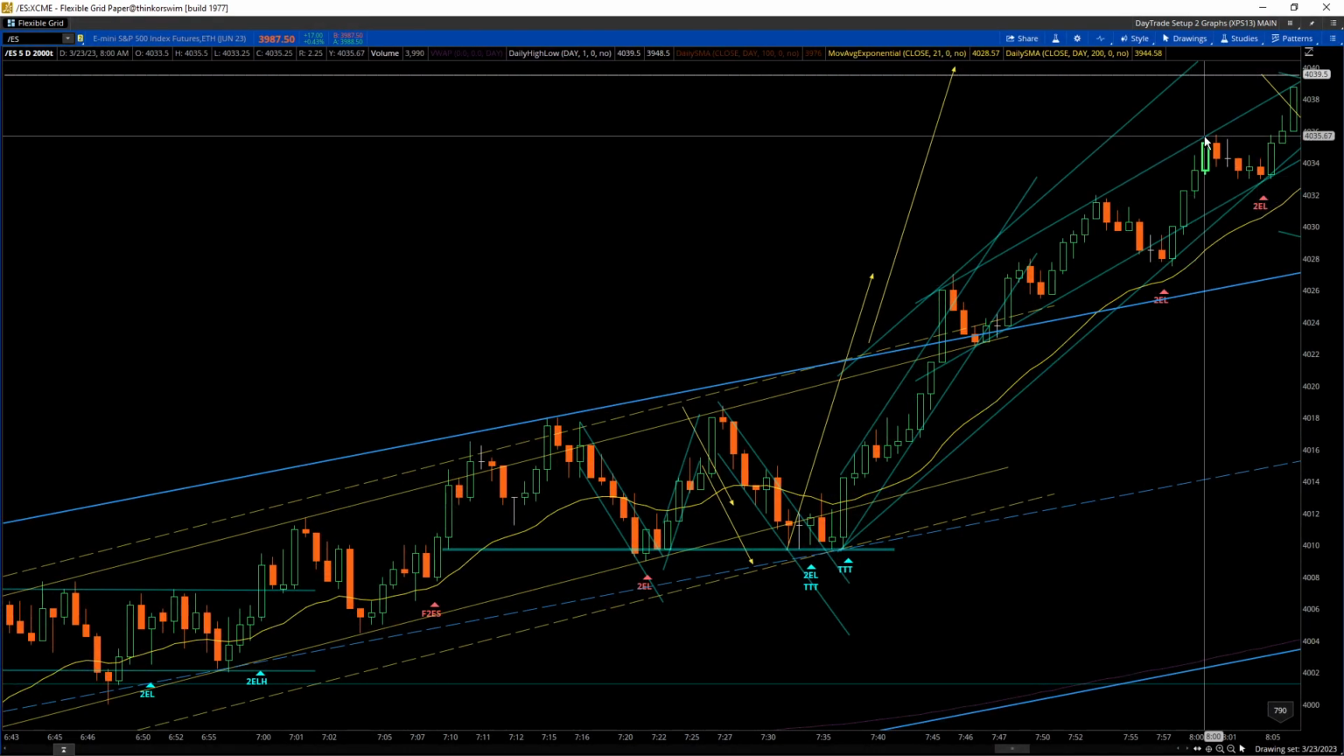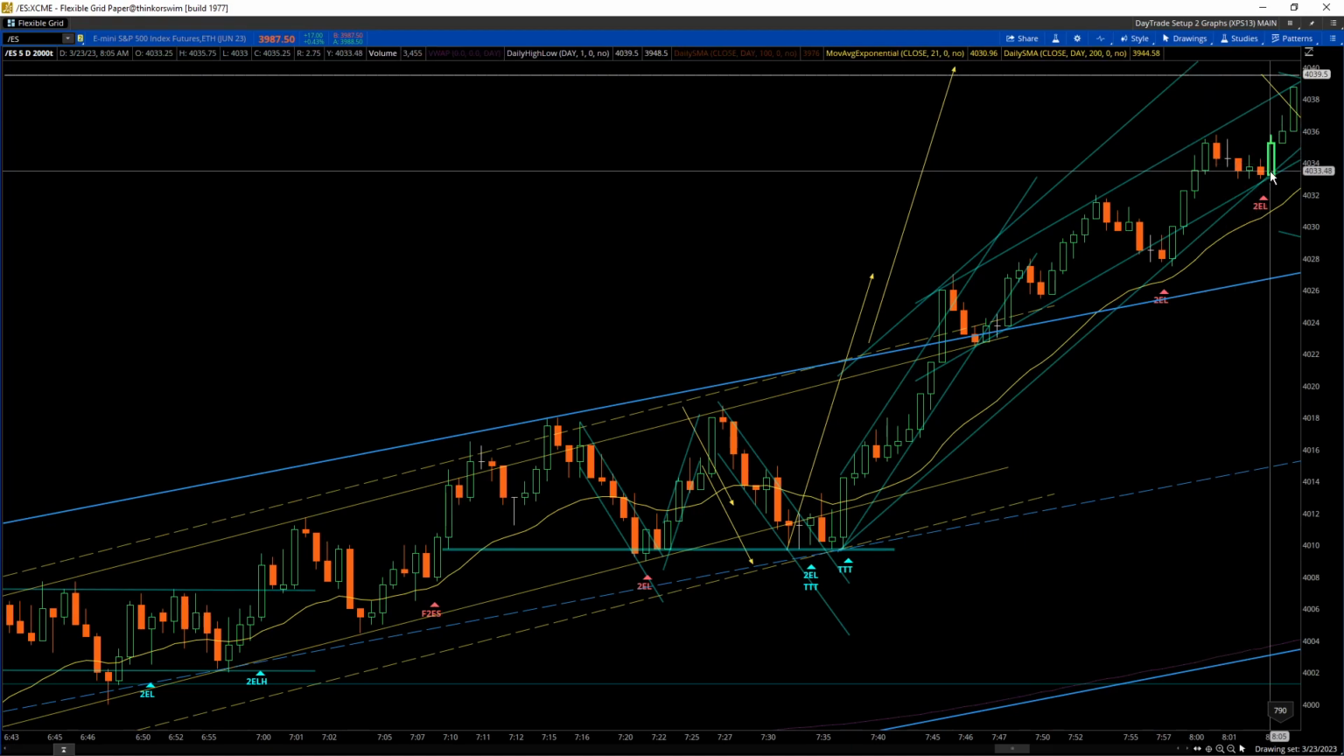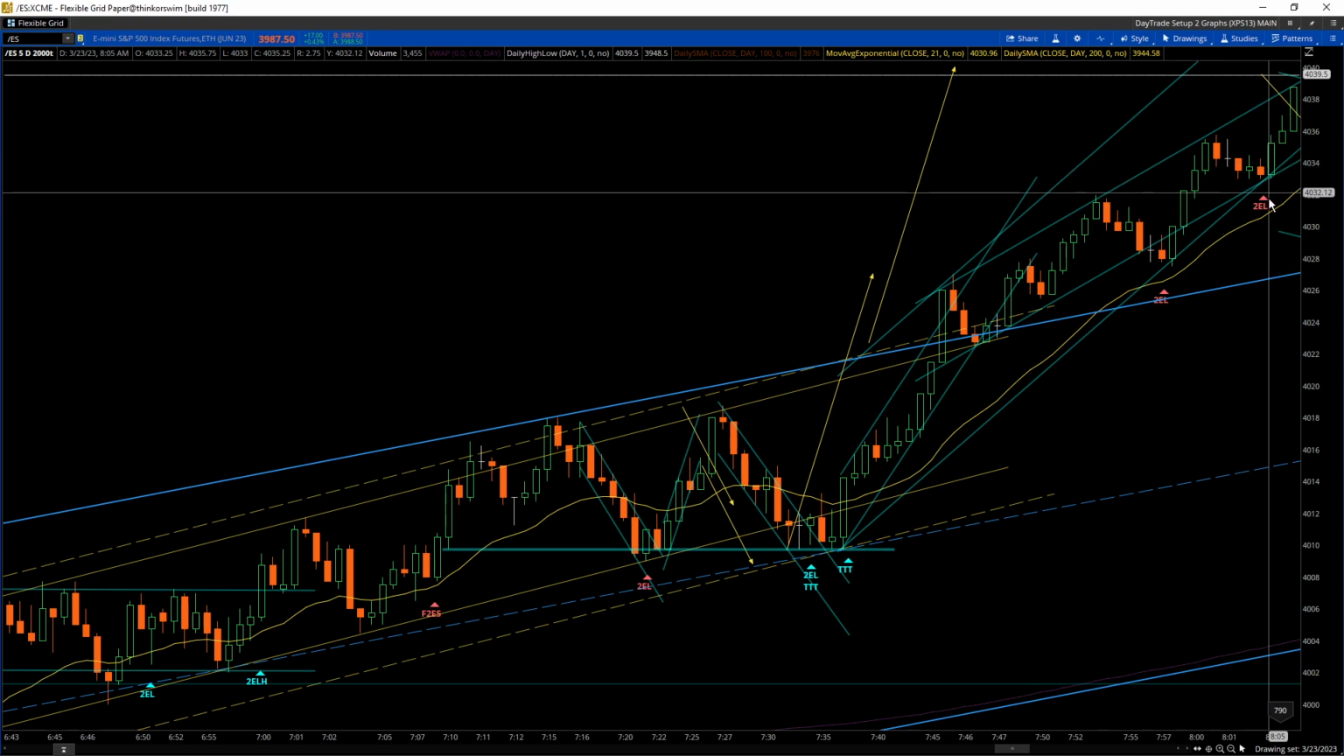So then I do see a second entry long here, first high, first entry long, second entry long. Again, I don't like this trade, or I don't like this setup because it's too far from the EMA right here.